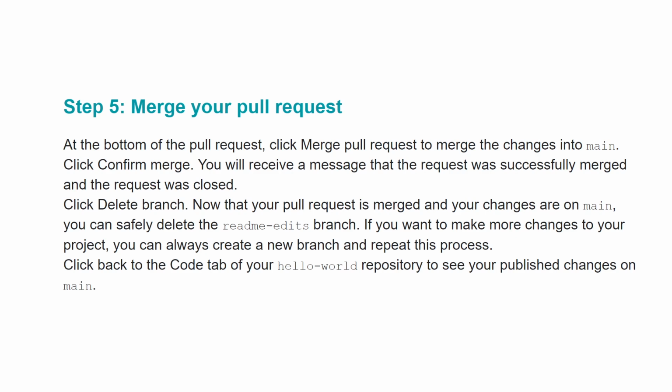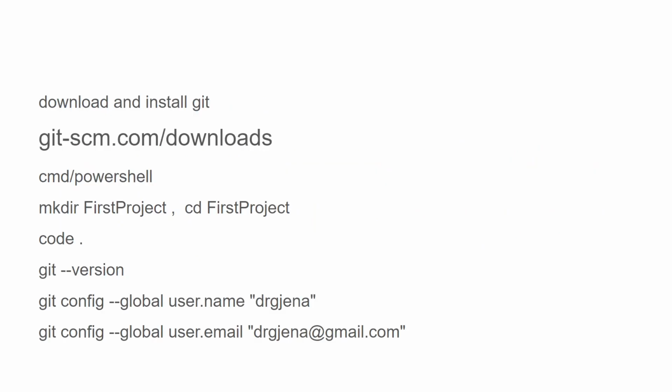Now that your pull request is merged and your changes are on the main, you can safely delete the readme-edits branch. If you want to make more changes to your project, you can always create a new branch and repeat this process. So click back to the code tab, that is the hello world repository, to see the published changes. So this is the general thing we can see here. Now let us see how we do it practically.